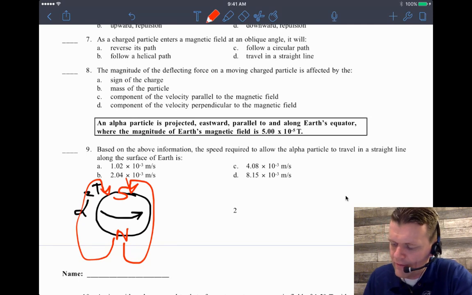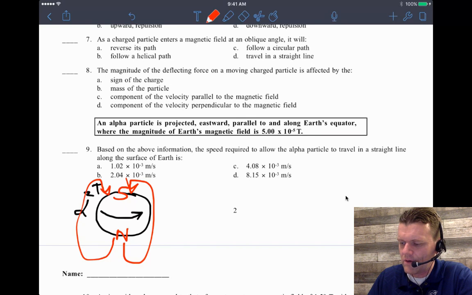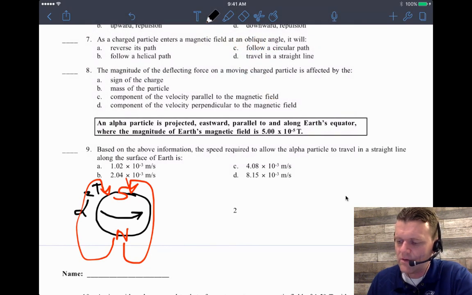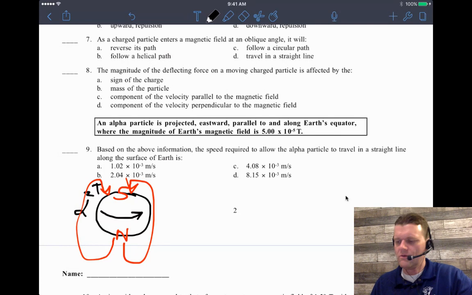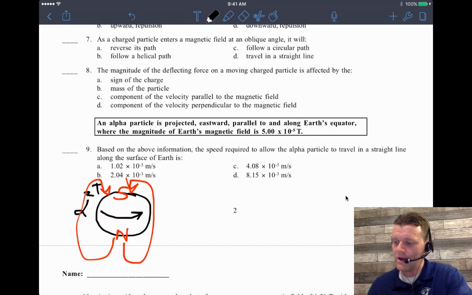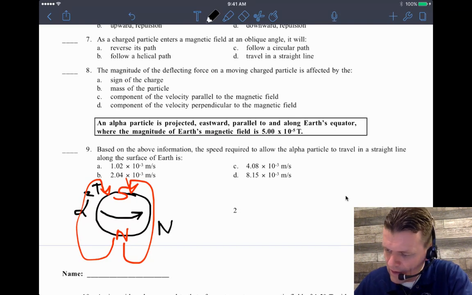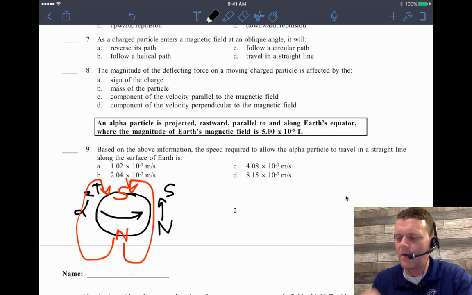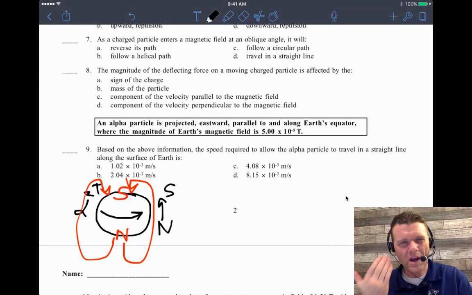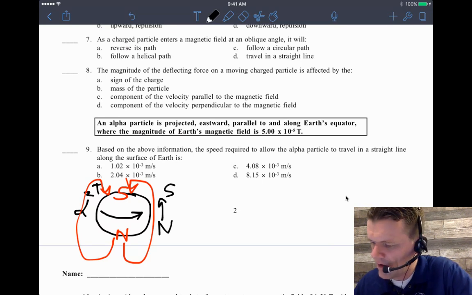But as this alpha particle is moving eastward along the Earth's equator, it will be pushed by the Earth's magnetic field. So what you do is take your right hand, so your thumb goes in the direction that the alpha particle is moving, and your fingers point from north to south at the equator. So your fingers would point up at the equator, and that means your palm then pushes away from the surface of the Earth. That's kind of hard to see.